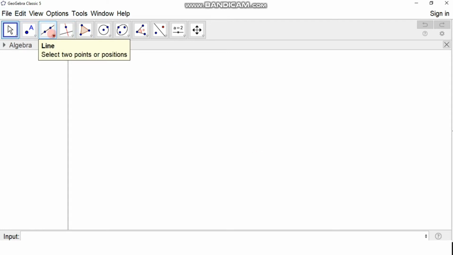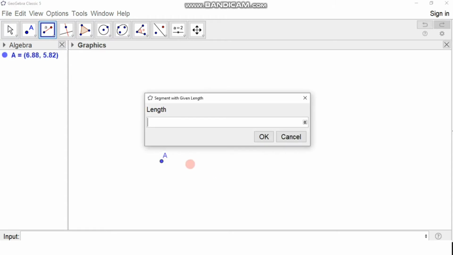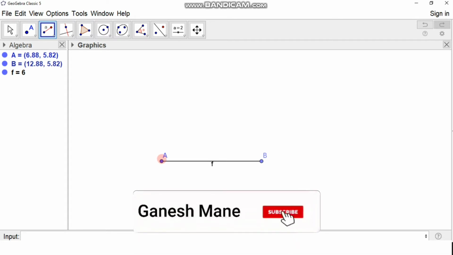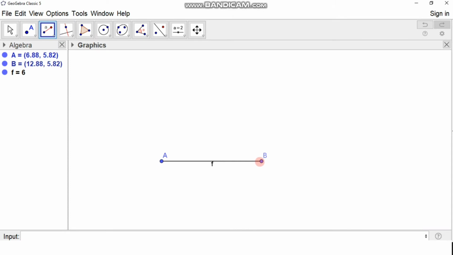So for that, let us draw firstly a segment with given length. Let us have a segment of length 6 units. We will get segment AB whose length is 6 units. Now we need the two base angles at point A and point B to be congruent. So we have to draw two angles of equal measures.